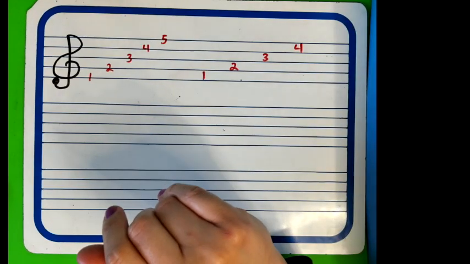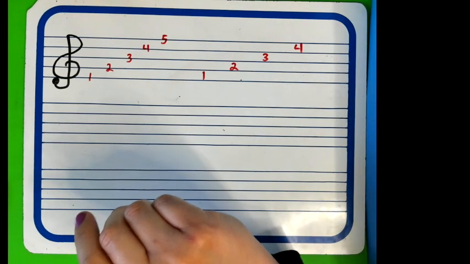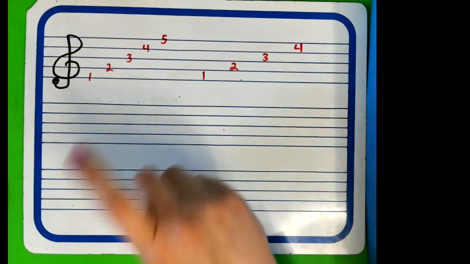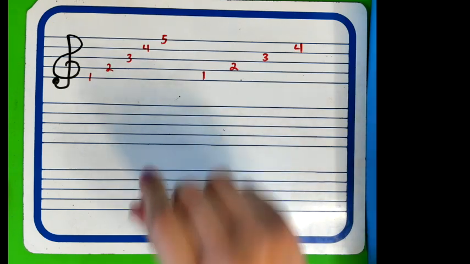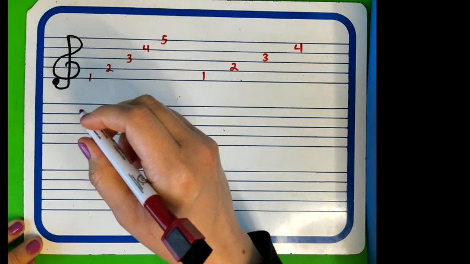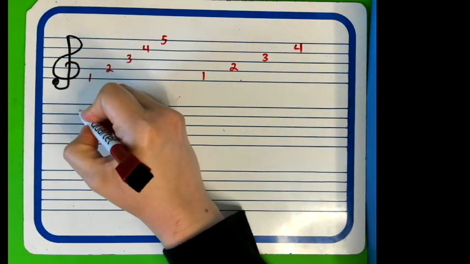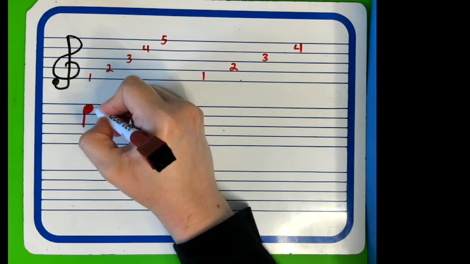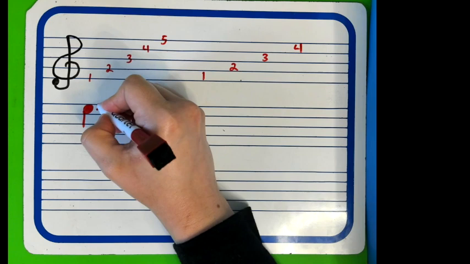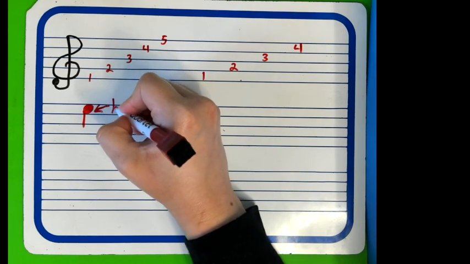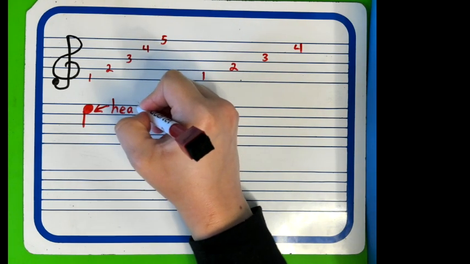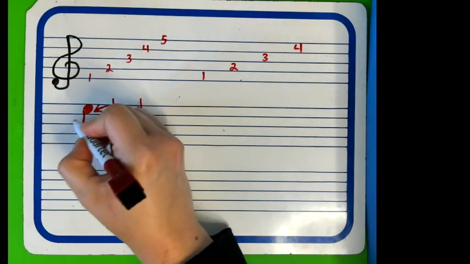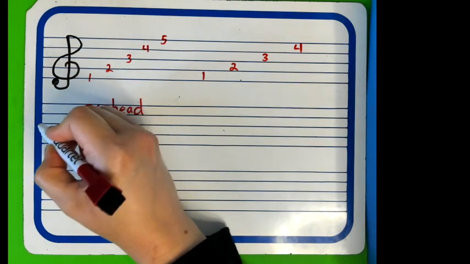Now we know from earlier in the school year about quarter notes, half notes, and whole notes. So for example, a quarter note looks like this. It's a head of the note, right? Makes sense, kind of looks like a head. And then we have a stem.